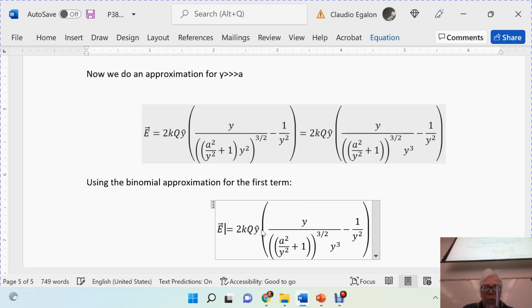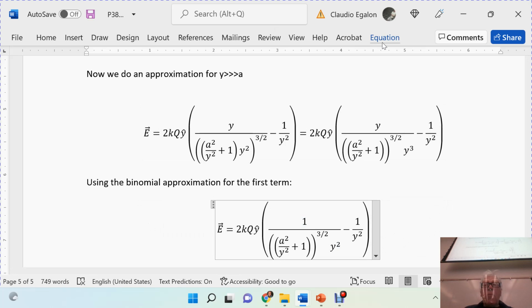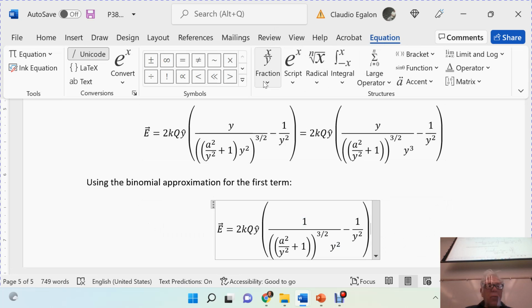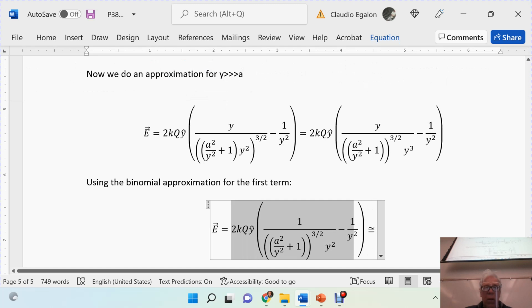Don't forget that we still can have a cancellation here, right? Here you go. I can cancel. Let's do this one first. That is easy to do. Okay, and now we do the binomial approximation. Every time that we have an approximation, we have to use that special sign of the approximation. You don't use the regular equal sign, you use the approximation sign. So here we go.